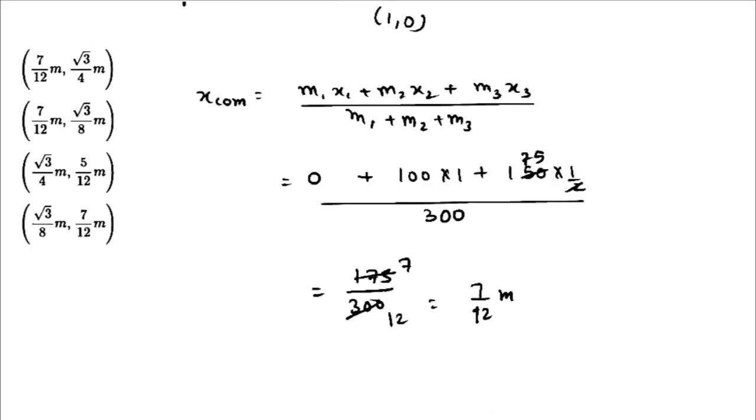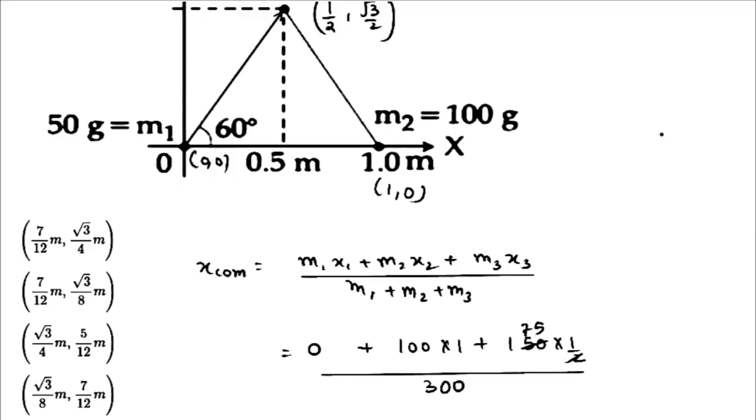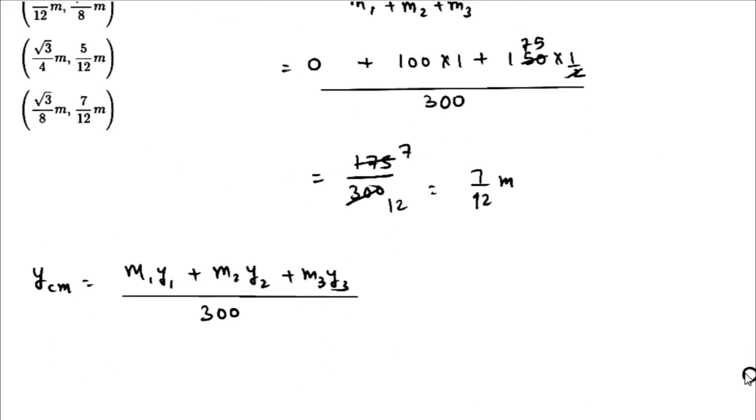Again, you can do the same for the y coordinate as well. I will write down m1y1, m2y2, m3y3, again by the total mass, that is nothing but 300, right? So if you see here, the y coordinates of m1 and m2 are 0, right? These two have y coordinate 0. Only the third mass has y coordinate root 3 by 2.